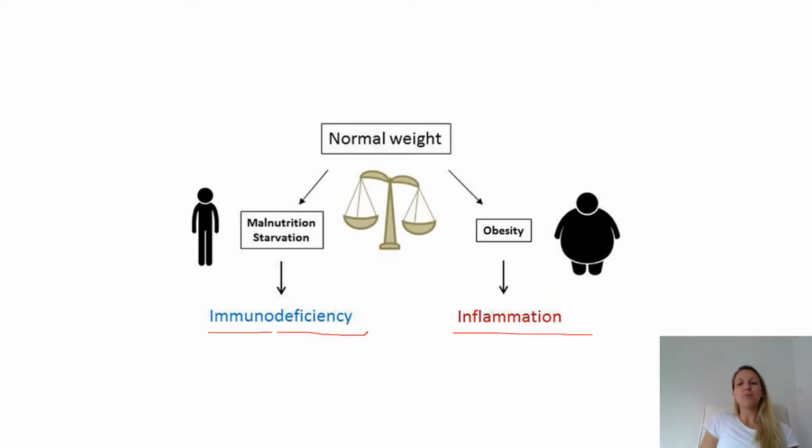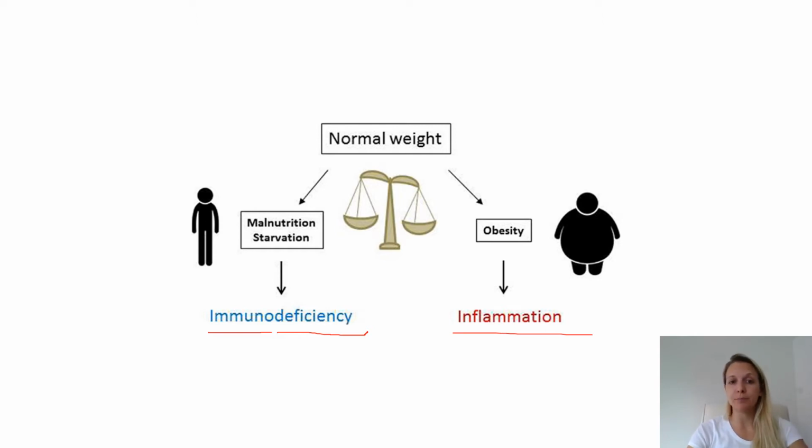Okay. So one of the things we're going to be looking at is normal weight, malnutrition, obesity. So one of the things that the book talks about is immunodeficiency. It's a big word. Some of you may not have heard it before, but I want you to think about immune. So your immune system. Okay.